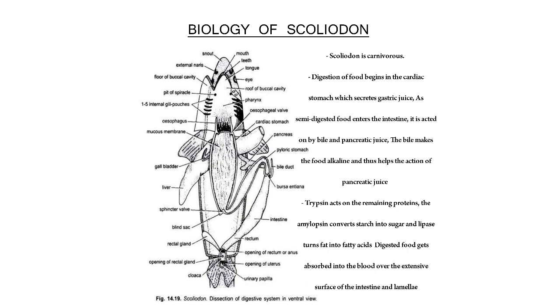Now, to their feeding and digestion. You see, Scoliodon are carnivorous. They are fully carnivorous. And digestion of food begins in the cardiac stomach, which secretes gastric juice. And that is what you are seeing here. Let me zoom in so that you can see it well.